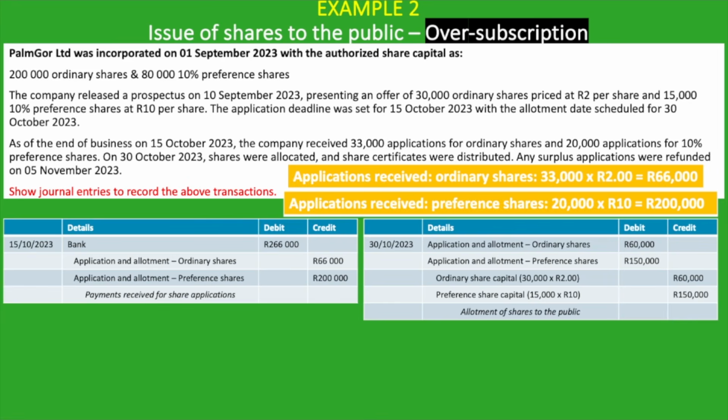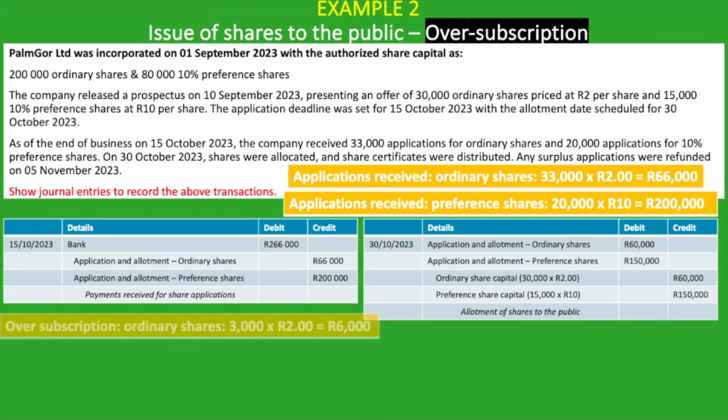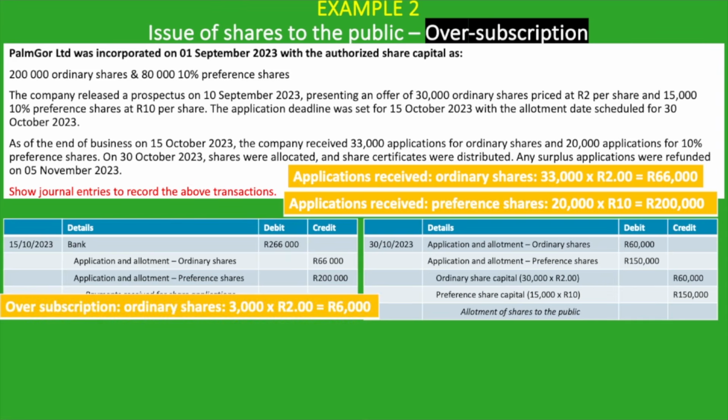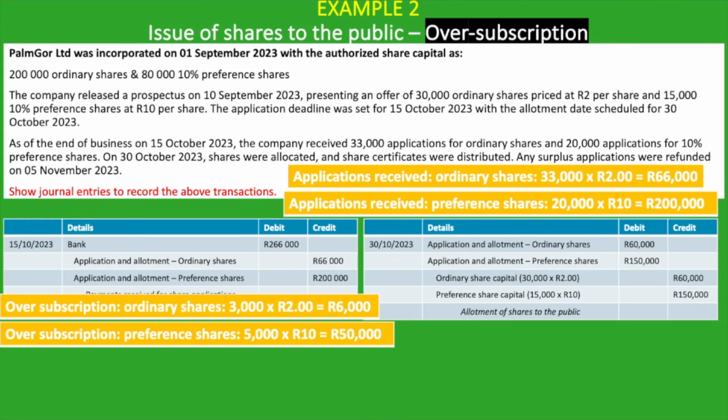So we're going to debit application and allotment ordinary shares 6,000 rand, and application allotment preference shares it's going to be 50,000 rand. And what are we going to credit? We're going to credit bank, because now money is leaving our bank account. We are paying back that money to unsuccessful applicants. So here's the calculations if you want to make sense of it. For oversubscription of ordinary shares 6,000 rand, and oversubscription of preference shares 50,000 rand.